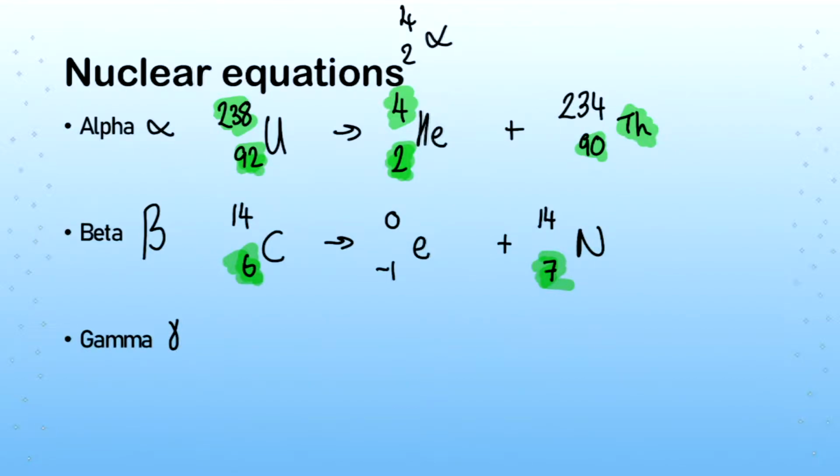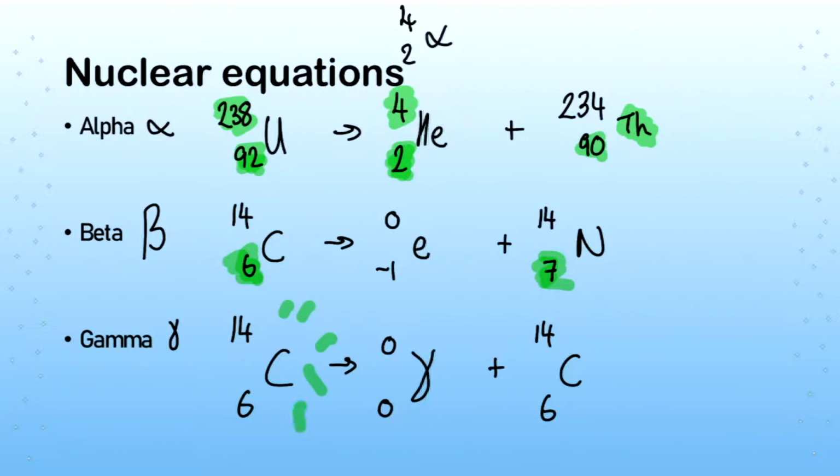For gamma, however, if we had carbon-14, again, if it released gamma radiation, which has 0 mass and 0 protons, all it is is the release of some energy. So if you imagine carbon-14 here was slightly more energized, slightly more unstable, well now it is happy carbon-14, or happier carbon.